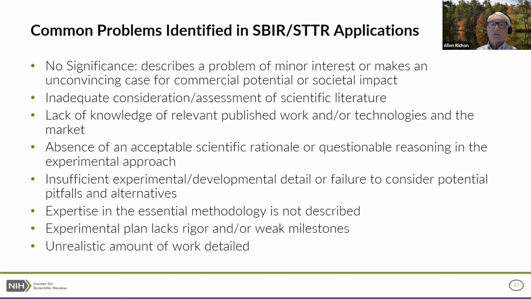Weak milestones, lack of scientific rigor, unrealistic amount of work. A lot of times we will see an application come in that has 8 years of work crammed into 2 years. And the reviewers will look at it and say, I don't see how it is possible that this can be done. Therefore, there is no significance, and therefore the score is going to be dinged appropriately. So those are the kinds of big picture things that really derail an application. Next slide.